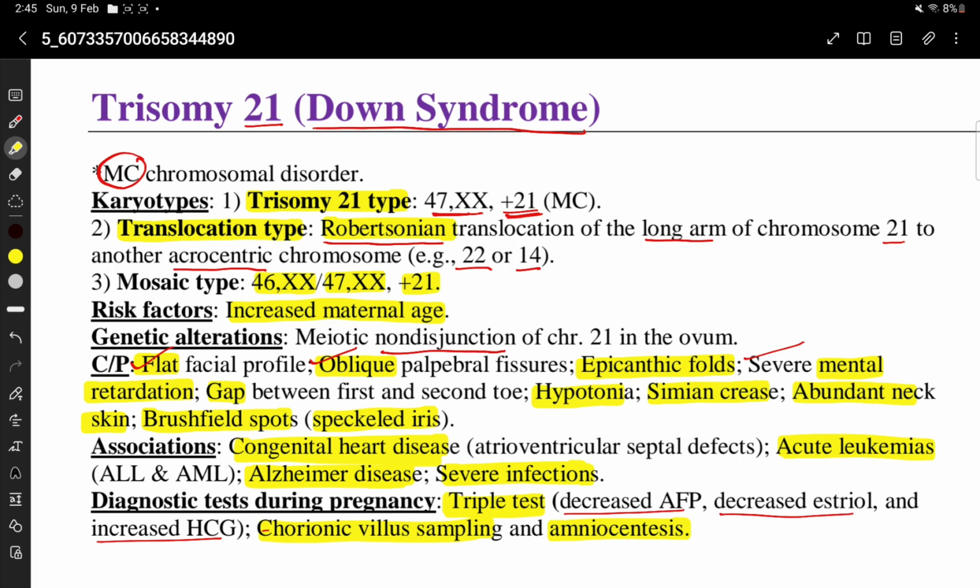Karyotype: first is the trisomy 21 type, that is 47,XX plus 21, which is most common. Translocation type: Robertsonian translocation of the long arm of chromosome 21 to another acrocentric chromosome like 22 or 14. Mosaic type means some will be 46,XX, some 47,XX plus 21. The risk factor is increased maternal age. Genetic alteration involves meiotic non-disjunction of chromosome 21 in the ovum.